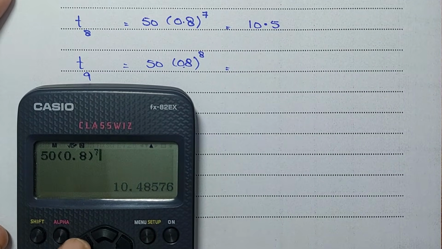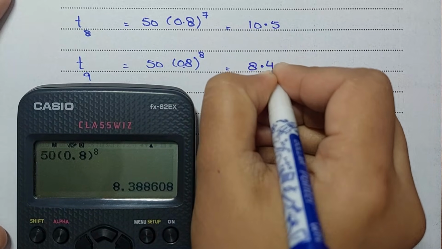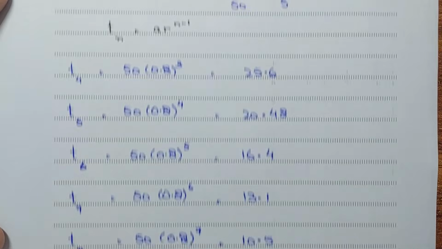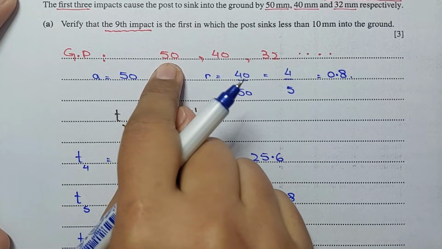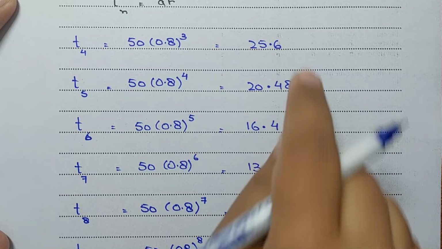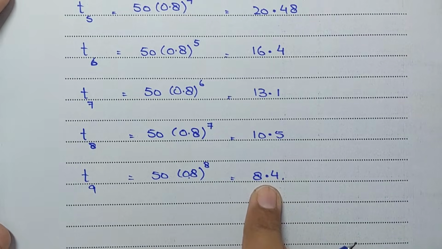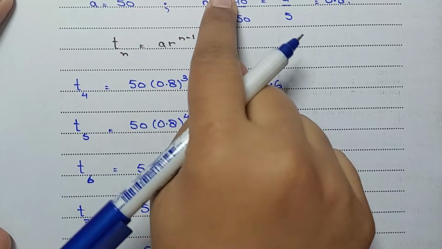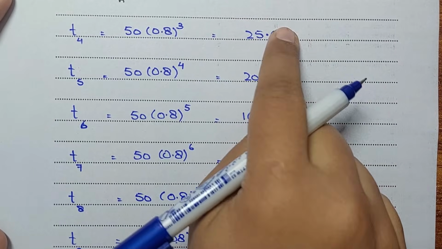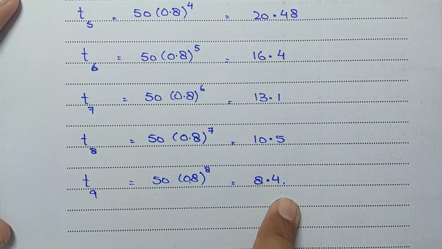0.8 to the power 8, which is 8.4. Now you can see we have given the first three impacts, right? First three impacts means first three terms. Now this is the fourth, fifth, sixth, seventh, eighth, and ninth impact. You can see it is 50, 40, 32, and it is decreasing: 25, 20, 16, 13, 10, and 8.4.